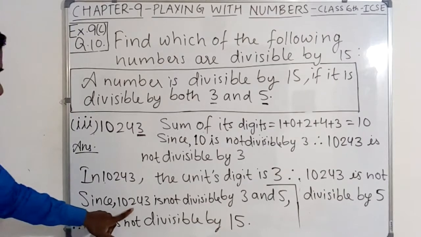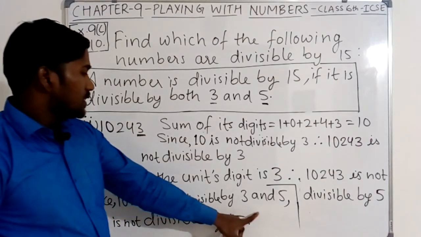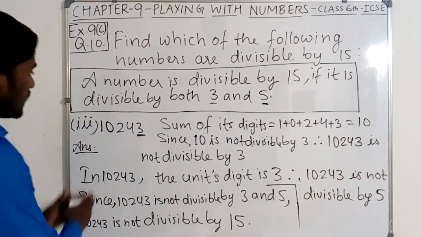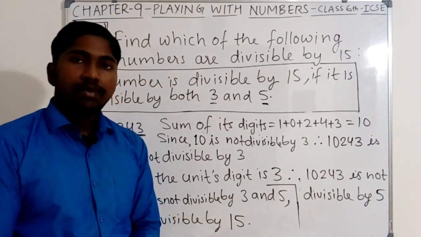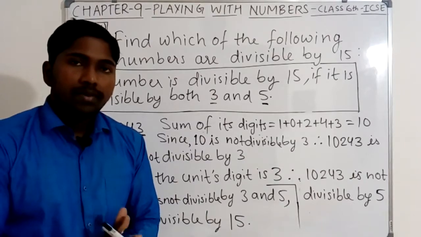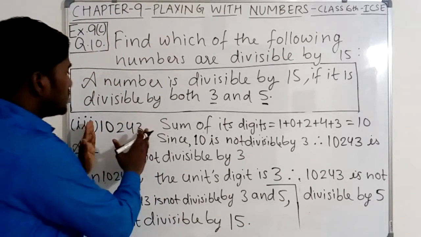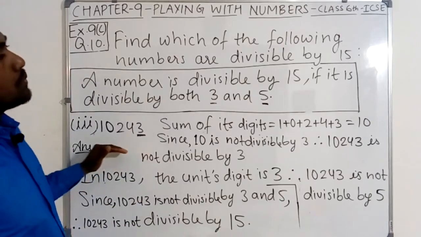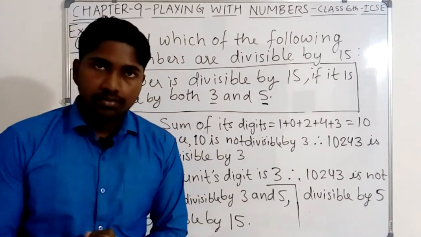Since 10,243 is not divisible by 3 and 5, therefore 10,243 is not divisible by 15. 10,243 is not divisible by 3 and 5, ठीक है? ये 3 and 5 से divisible नहीं है. That's why this number is not divisible by 15 also.